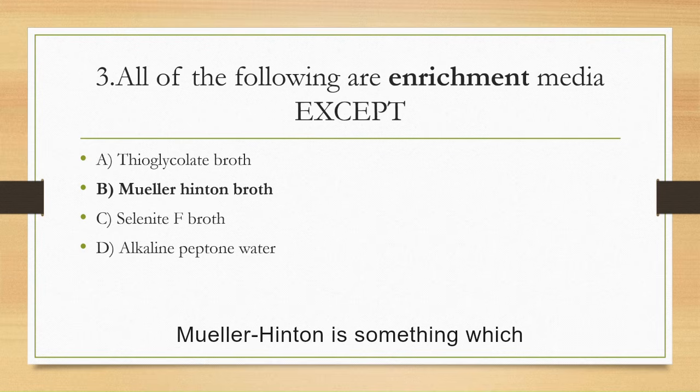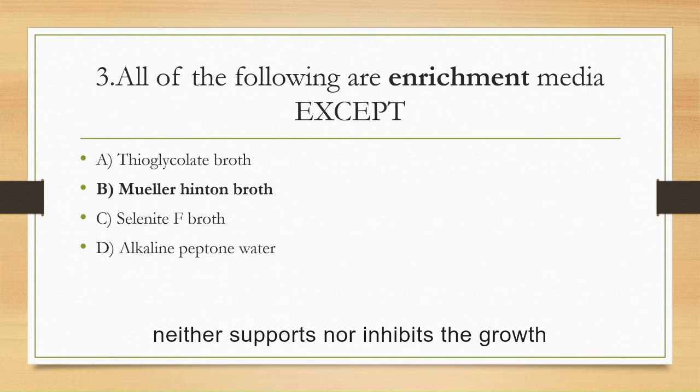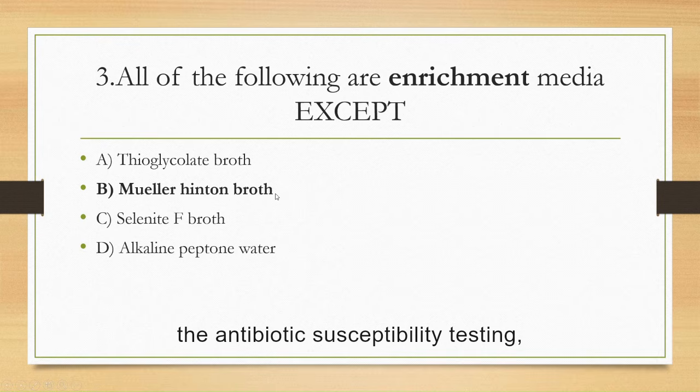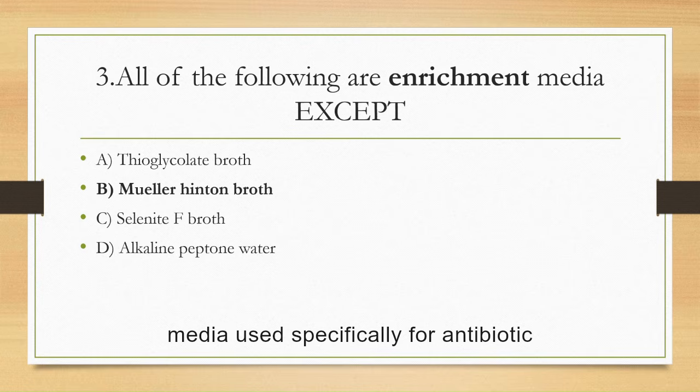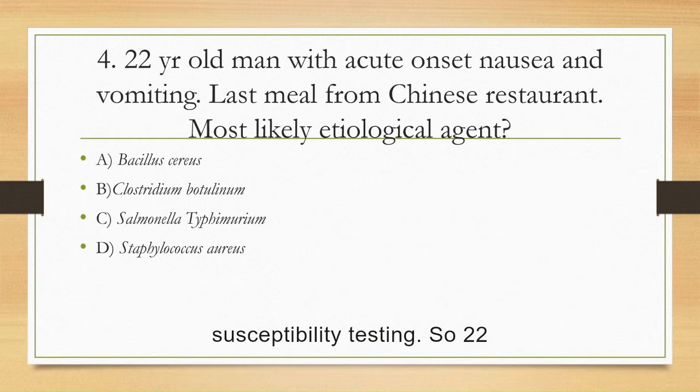Mueller-Hinton is something which neither supports nor inhibits the growth of the organism, and is mainly used for antibiotic susceptibility testing. Mueller-Hinton broth is used to dip the swab and then layer it on the Mueller-Hinton agar. So it is not an enrichment media. It is media used specifically for antibiotic susceptibility testing.